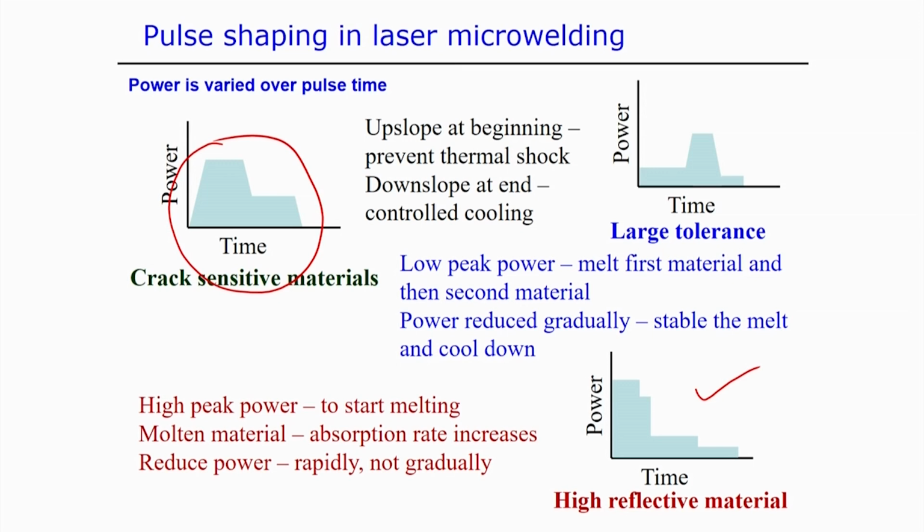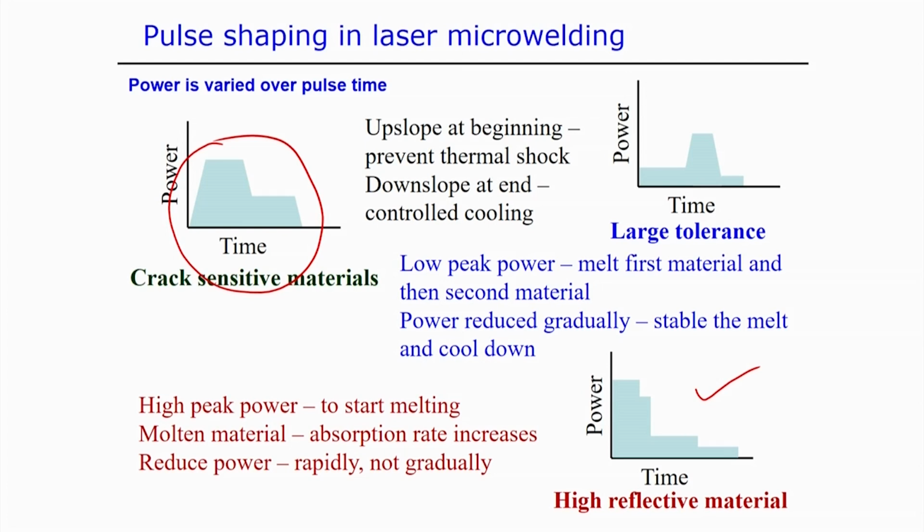Then once the molten material forms, the absorption of the laser power actually increases after formation of the molten pool. And finally, reduced power, and rapidly, but not gradually.